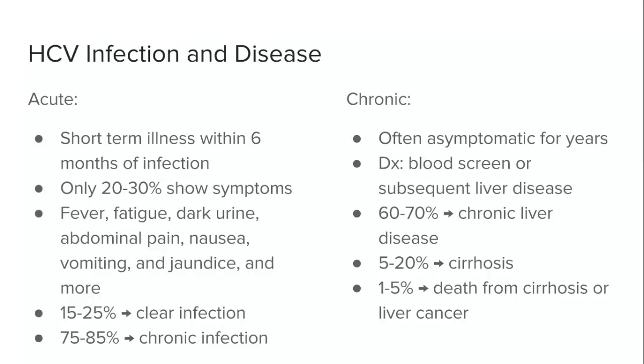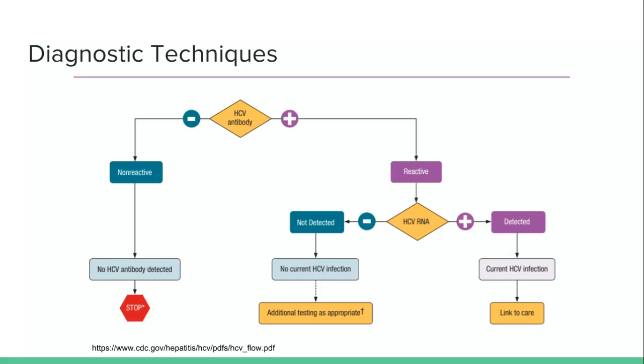60 to 70% of chronic hepatitis C infected individuals will go on to chronic liver disease, whereas 5 to 20% will develop cirrhosis in a 20 to 30-year period. Unfortunately, 1 to 5% will die from this disease, either from extensive cirrhosis of the liver and liver failure, or liver cancer, which we call hepatocellular carcinoma.